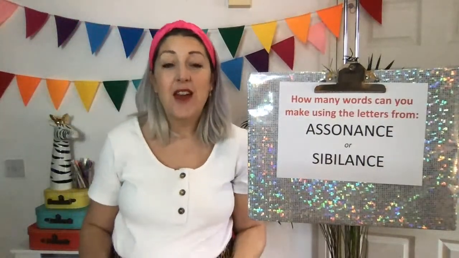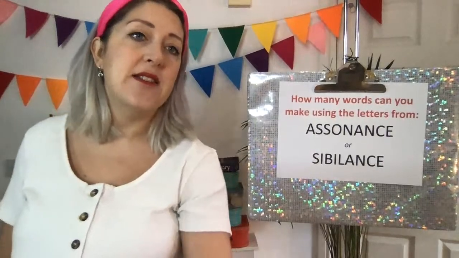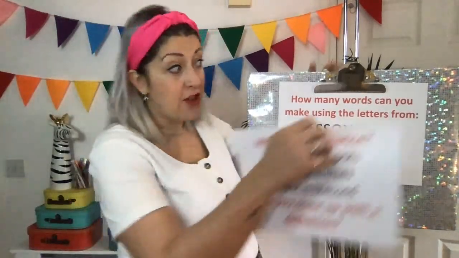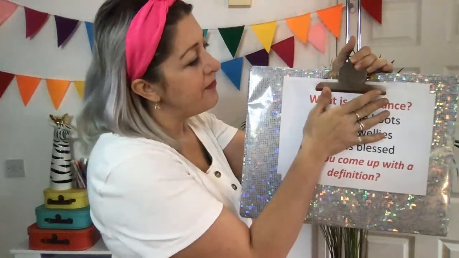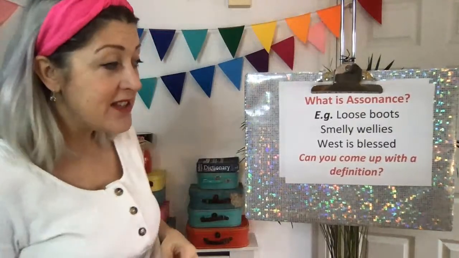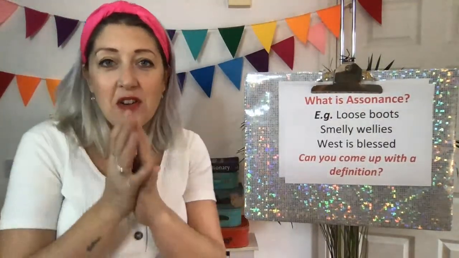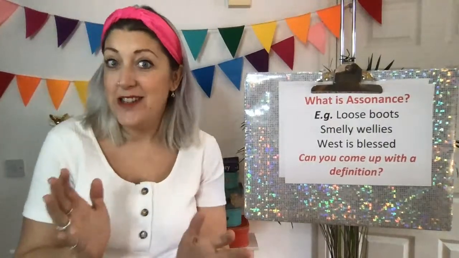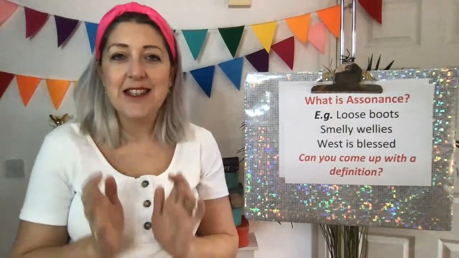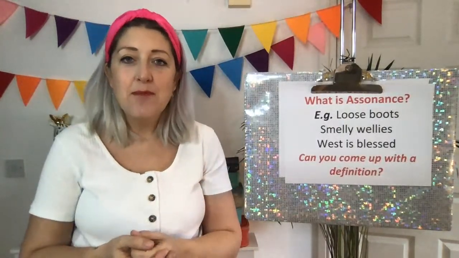So the first thing that we're going to look at is assonance. Now, this is the one that you're more likely to be familiar with out of assonance and sibilance. What is assonance? Now, I've got 3 examples for you. Loose boots, smelly wellies, and West is blessed. Can you come up with a definition? Okay, I'm not going to tell you what it is just yet. You might already know. But using those examples, can you try and work out what you think assonance might be? Remember, it's a poetic device. It's a technique that can be used in poetry.